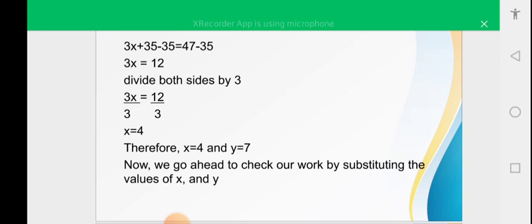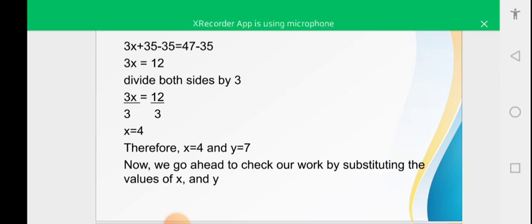We now need to find the value of x. We can do it by eliminating 3. And how do we eliminate 3? We can do so by dividing both sides by 3. So x is equal to 12 over 3, which is 4. Therefore, the value of x is 4 and the value of y is 7.